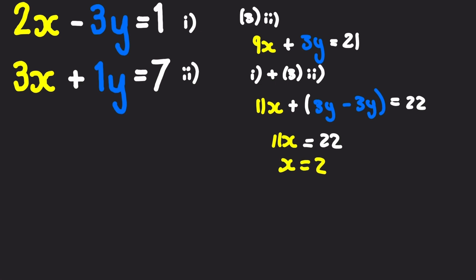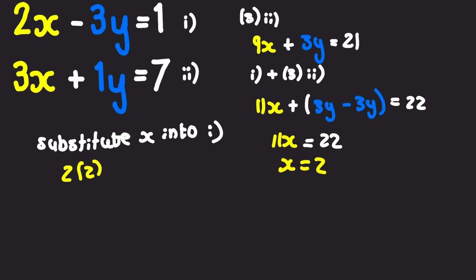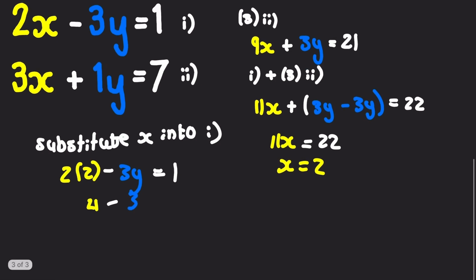Now I've got x is equal to 2. What do I do with that? I can just substitute it back into equation 1. Substituting x into equation 1, I get 2 times 2 minus 3y equals 1. Remember, we're trying to solve for both variables, so we still need to solve for y. So we can say that 4 minus 3y is equal to 1.